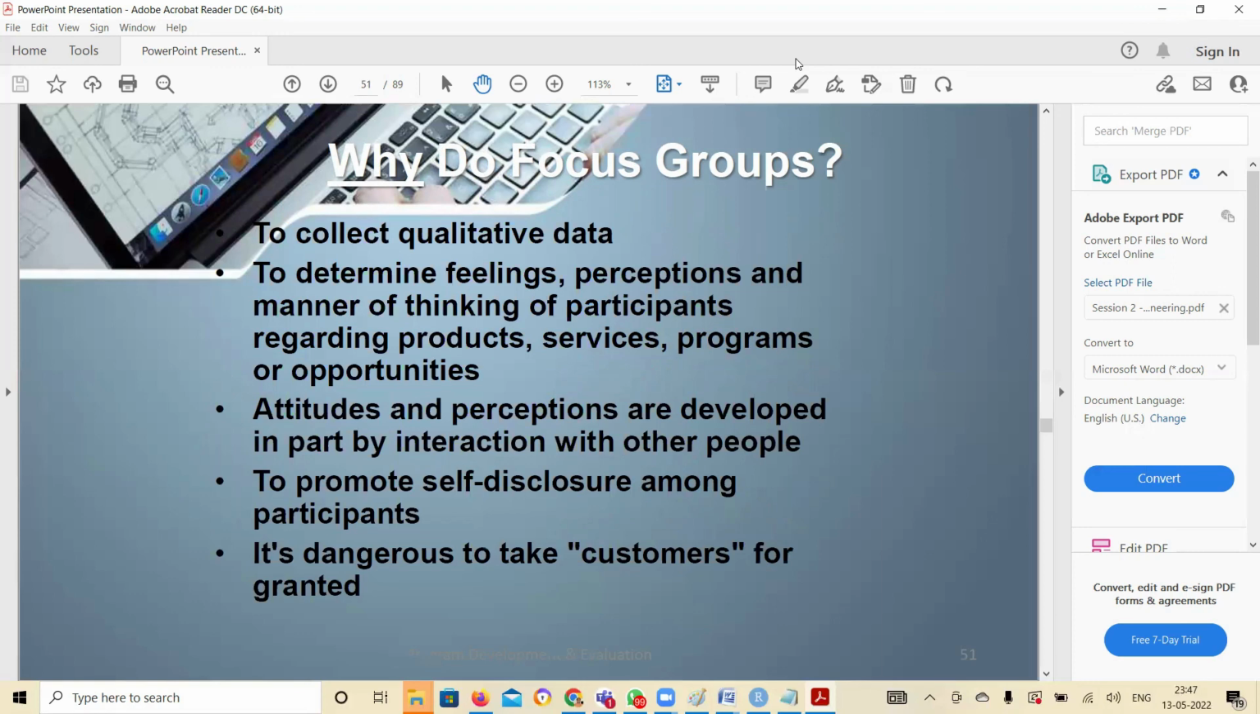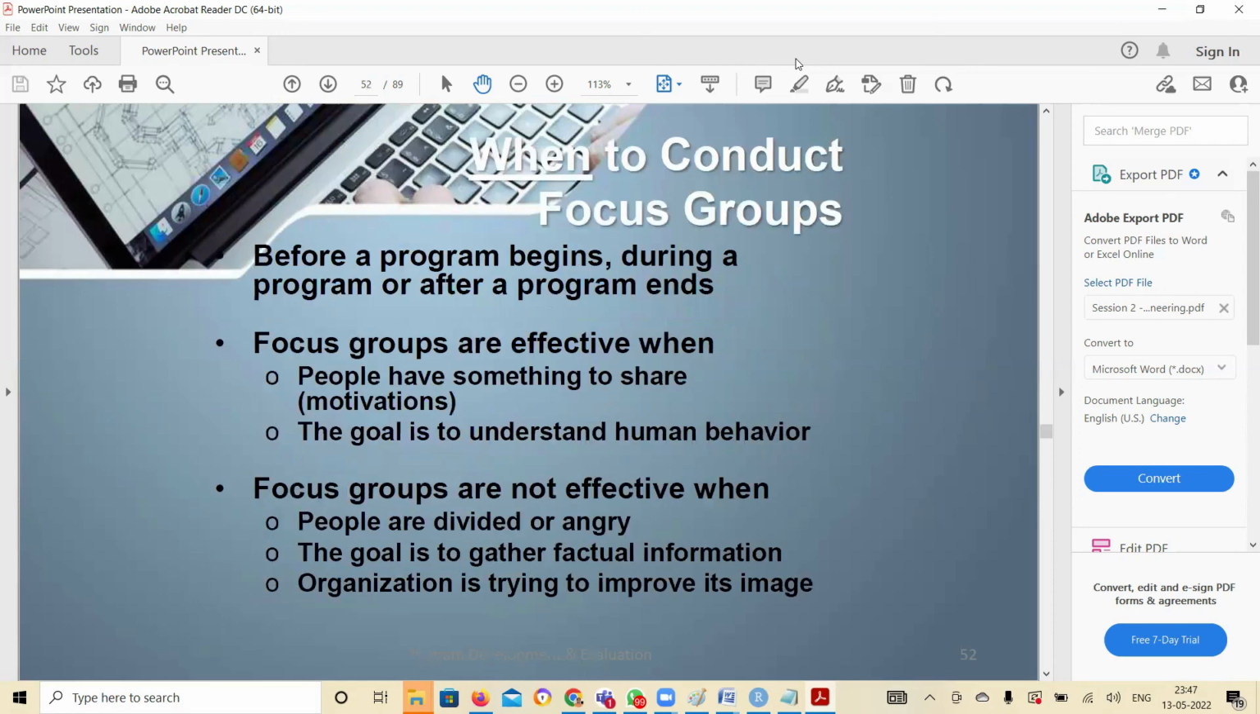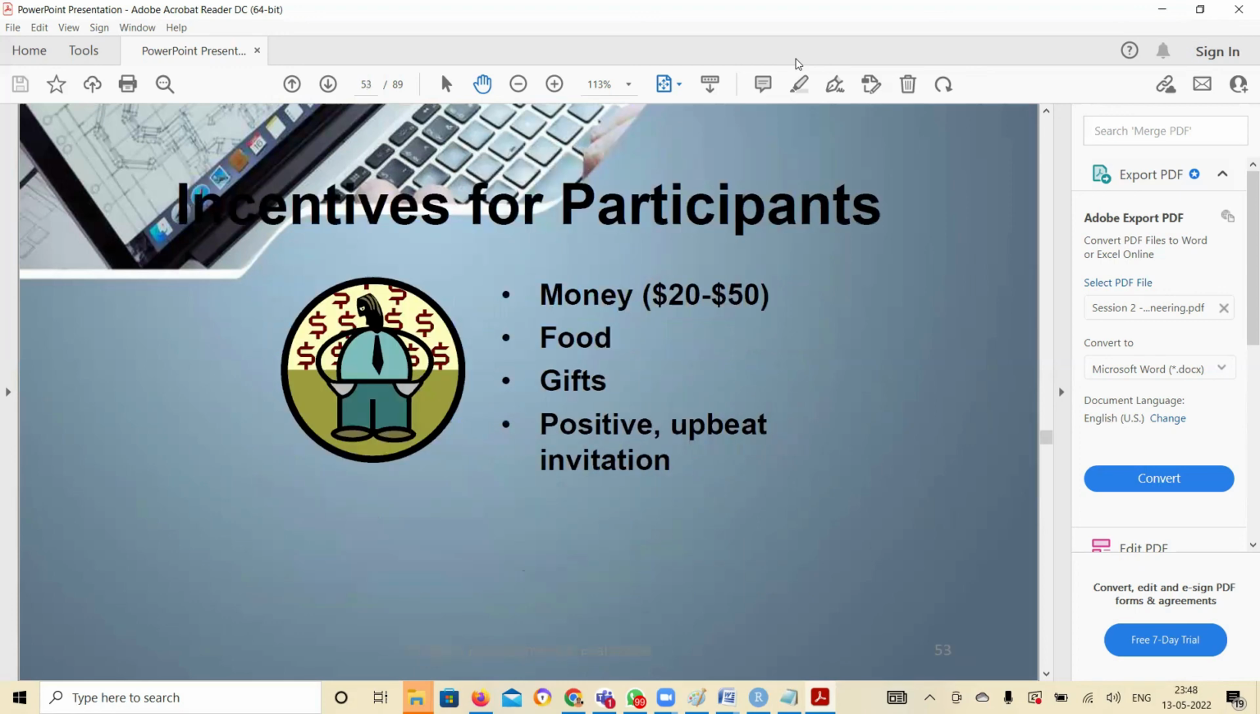You have to understand the context, the feelings, perceptions, manner of thinking, and manner of talking. They might say something and mean something else, or be sarcastic, right? All those things you have to look at, understand, and then come up with your own idea from the discussion that you just had. This is also an important thing: people are invited for some incentive you have to give them.